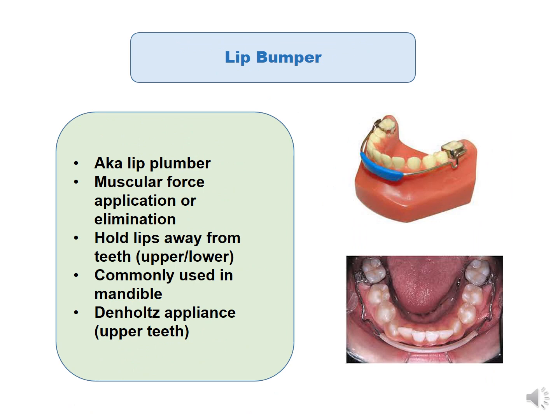Lip bumper. This may also be known as a lip plumper. Again, it works by either muscular force application or force elimination. It holds the lips away from the teeth, which can be upper teeth or lower teeth, but more commonly it is used in the mandible. When it is used in the upper teeth, the modification is known as a Denholtz appliance.